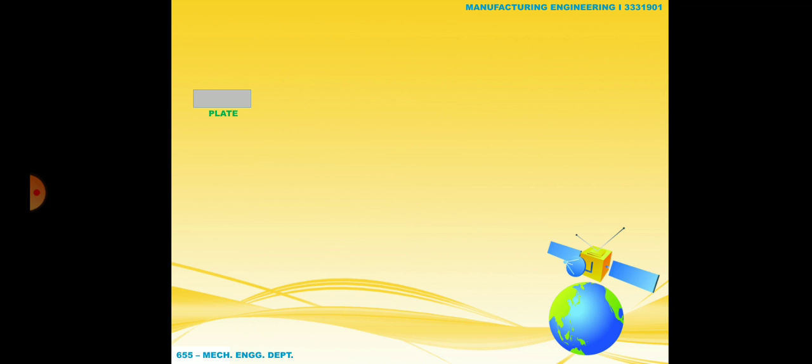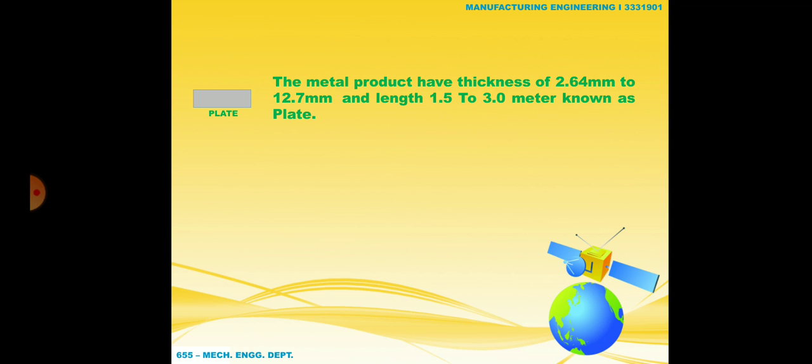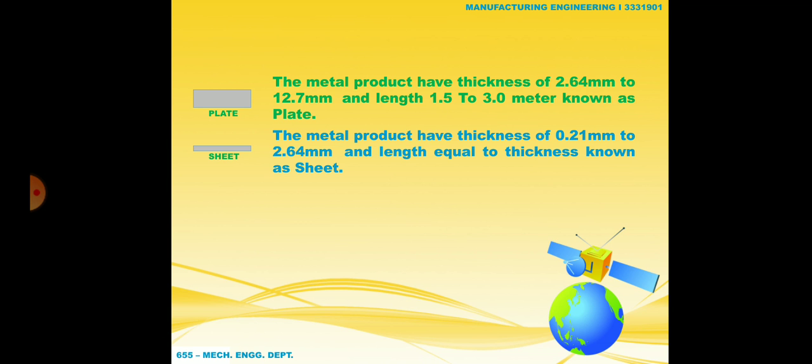The next product is plate. The metal product having thickness of 2.64 millimeter to 12.7 millimeter and length of 1.5 to 3.0 meter is known as plate. It is made from slab. Sheet: the metal product having thickness of 0.21 millimeter to 2.64 millimeter and length equal to thickness is known as sheet. It is made from plate.